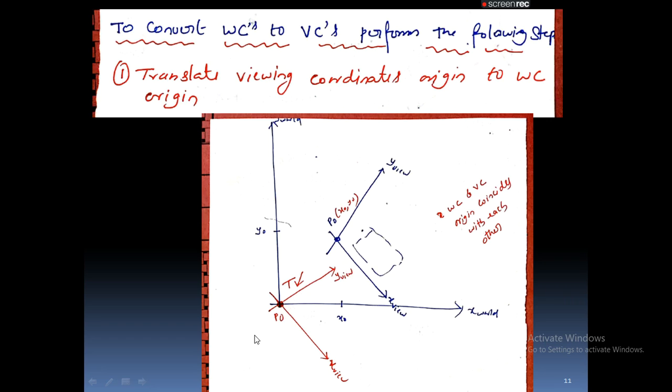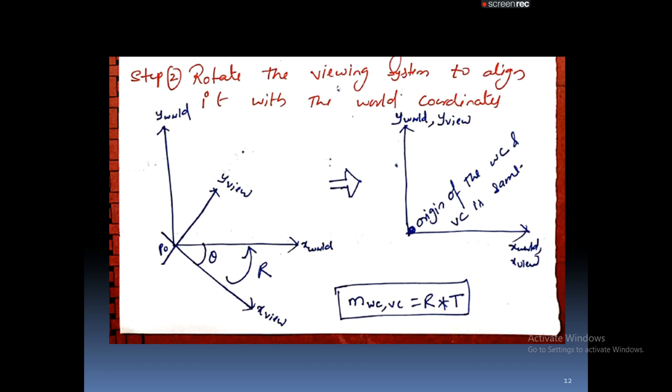The diagram looks like this. I am using a red color pen here. This indicates that we performed translation. Next, we'll see what the next step is.